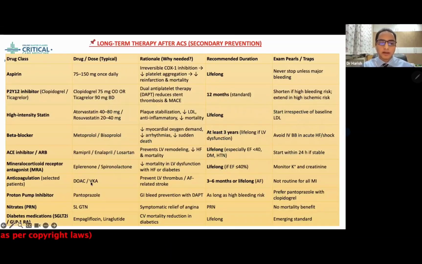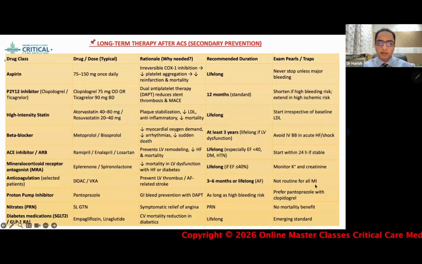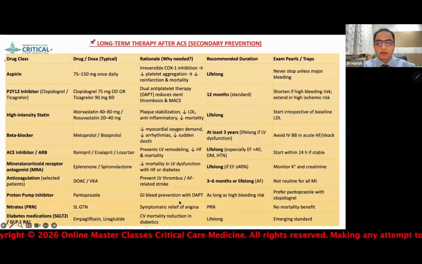Anticoagulation is selective. It may be a vitamin K antagonist or a direct oral anticoagulant, mainly when the patient has atrial fibrillation to prevent stroke or when there is a risk of LV thrombus. So maybe around 3 to 6 months, or lifelong if they have AF. Okay, not as a routine for all MI patients, that you need to remember. PPI may be given when the patient is on dual antiplatelet therapy for a couple of weeks. Nitrate as and when required, sublingual GTN, only for patients with symptomatic chest pain. There is no mortality benefit, so not for all patients.